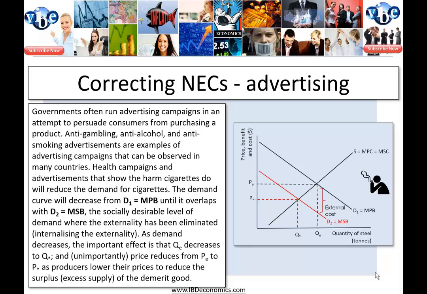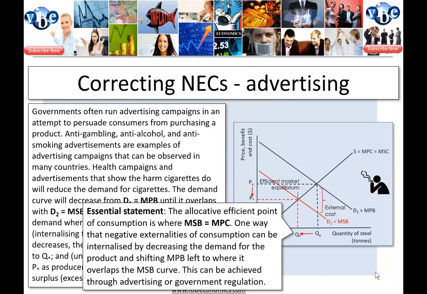And as that demand decreases, the important effect is that QE decreases to Q star, and unimportantly, price reduces from PE to P star as producers lower their prices to reduce the surplus of the demerit good. So PE is the efficient P star is the efficient market equilibrium. And here is an essential statement to wow your IB examiners. The allocative efficient point of consumption is where MSB equals MPC.